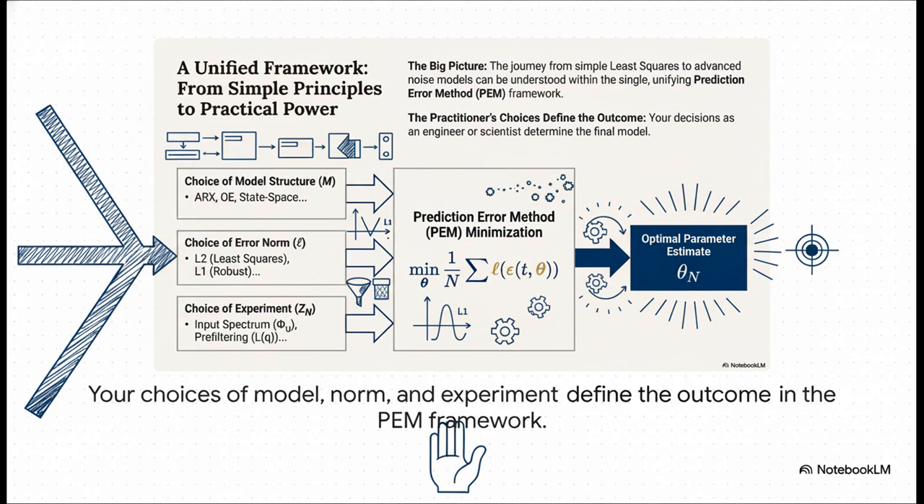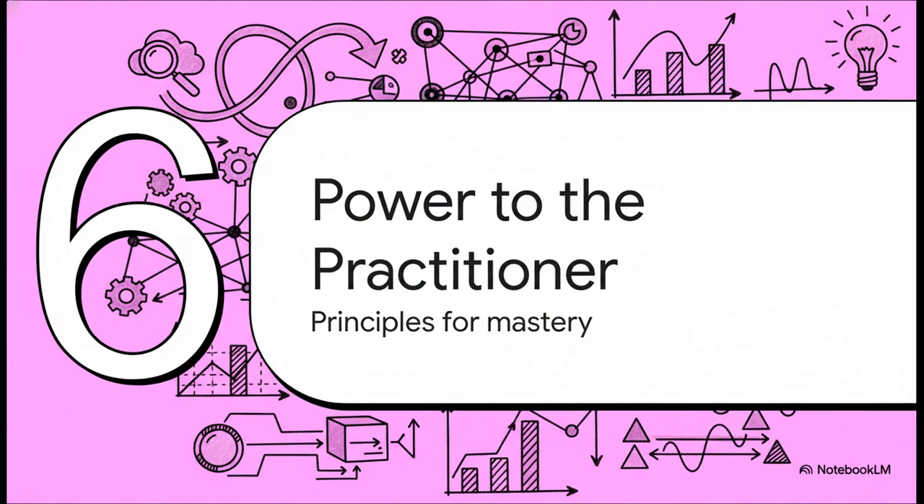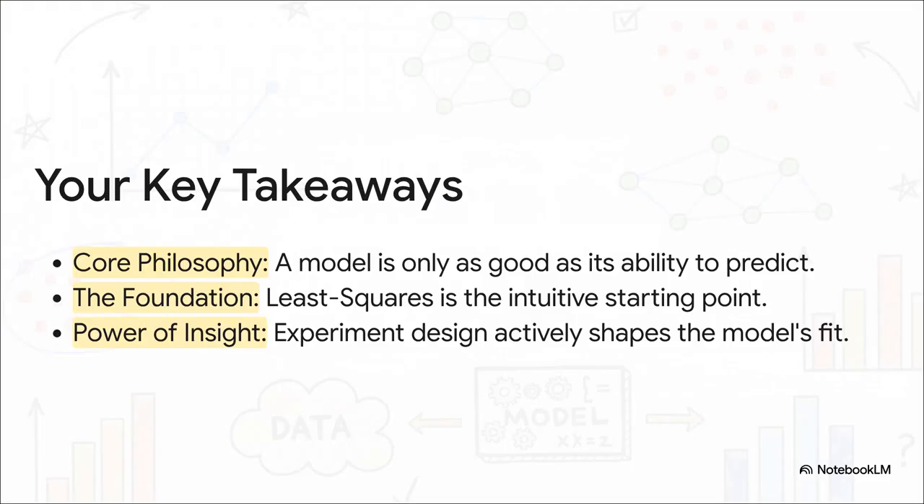So, let's distill all of this down. Let's boil it down to the absolute guiding principles you need to walk away with to really achieve a level of mastery in system identification. Here they are, your three key takeaways. Number 1, the core philosophy. It's all about one thing: minimizing prediction error. A model is only as good as its crystal ball. That's it.